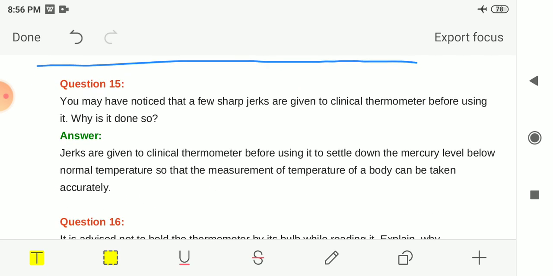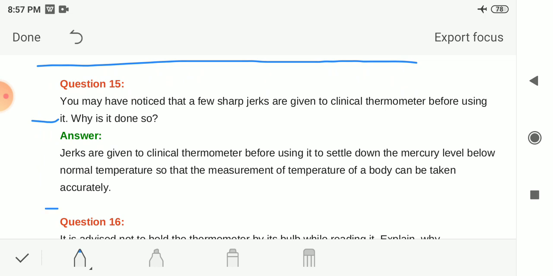Next, question number 15: you may have noticed that a few sharp jerks are given to a clinical thermometer before using it. Why is it done so? If you had not observed, doctors give a jerk to, or shake, the thermometer. So why is he doing so? That we have to answer.